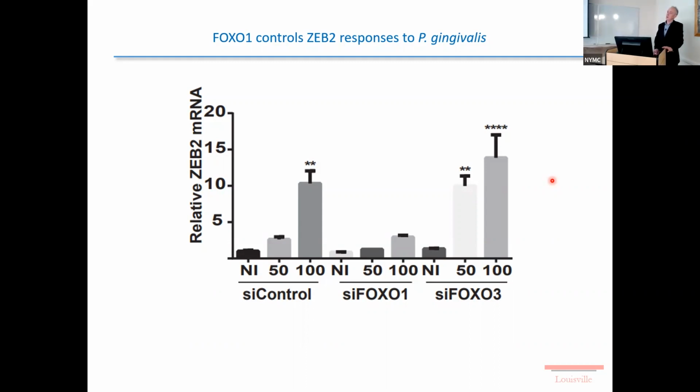The short answer is we don't, and the reason for that is that it's really not a full EMT. Back in the day, it was thought EMT was a sort of binary switch, that cells were either epithelial or mesenchymal, but it really isn't. There's a transition, and we think P. gingivalis only gets them a certain way along that transition, not the full way that we'll see morphological changes.